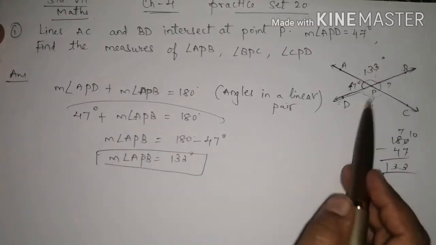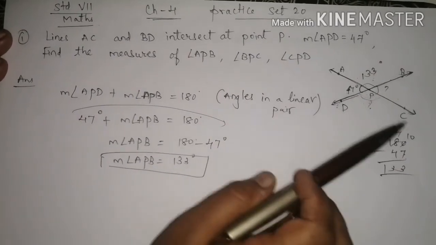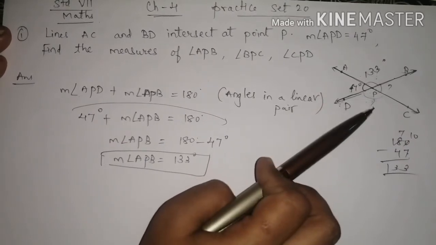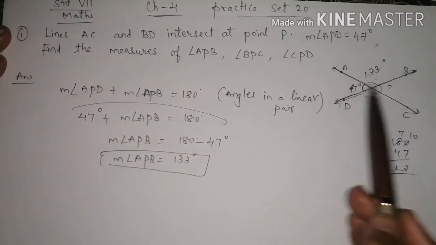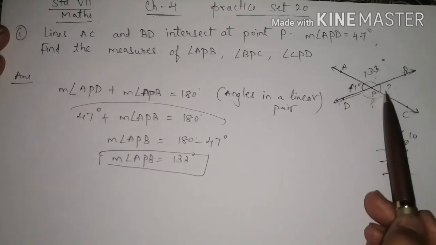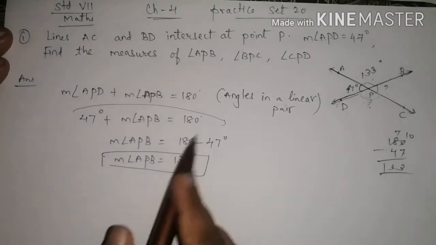Now these two we can easily get by using the property of vertically opposite angles. For APB, CPD is opposite. So if this is 133, this will also be 133. And for APD, which one is opposite? BPC. So if this one is 47, this one is also 47. So use the property of vertically opposite angles.